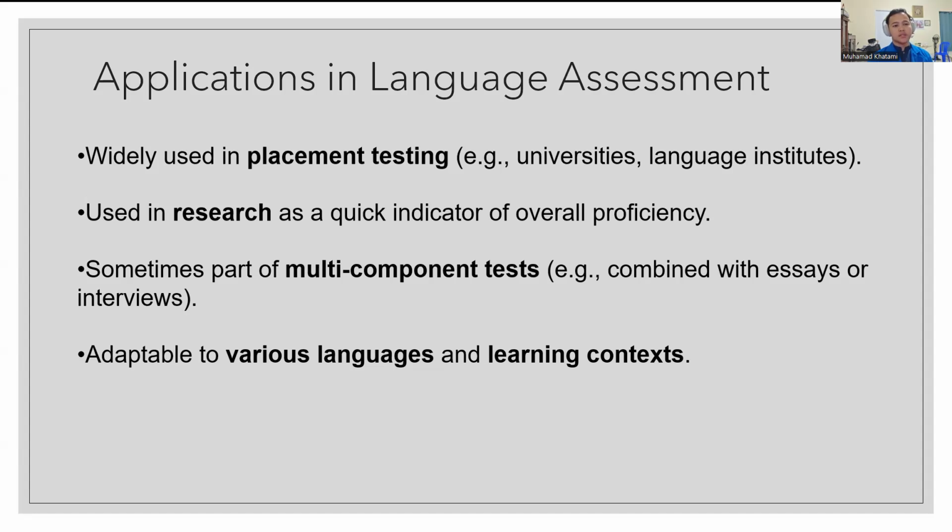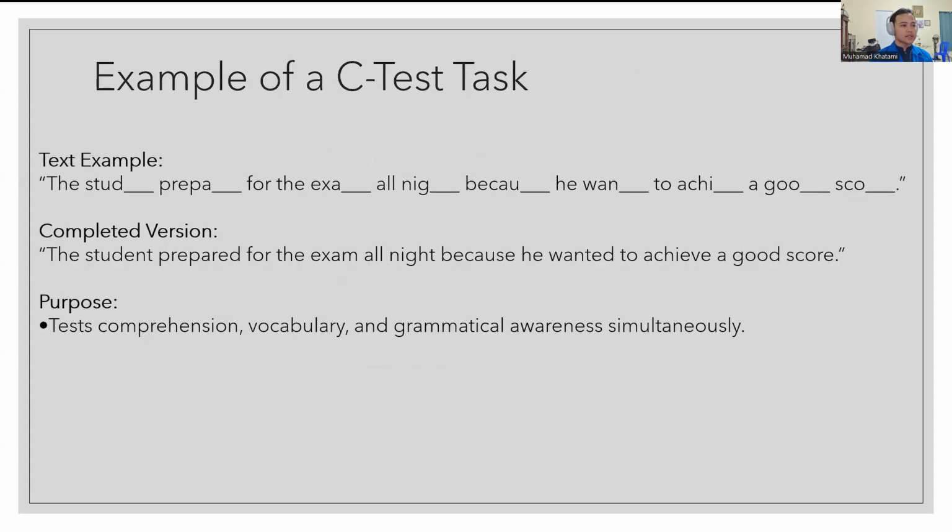So, for the application of the C-test in language assessment, it is widely used for placement testing, such as in universities and language institutes. It is used in research as a quick indicator of overall proficiency, not specific skills. And sometimes it is part of multi-component tests, like I said before, combined with essays or interviews. Lastly, it is adaptable to various languages and learning contexts.